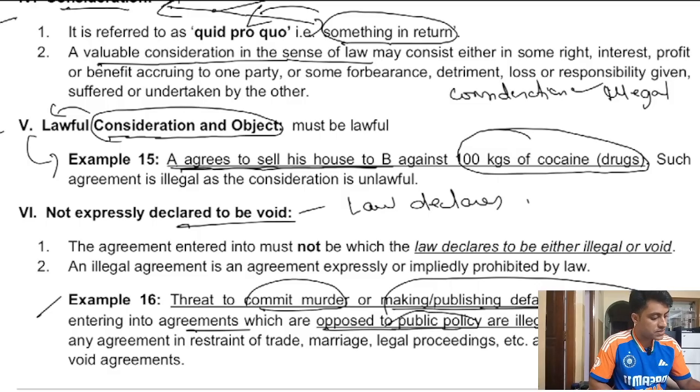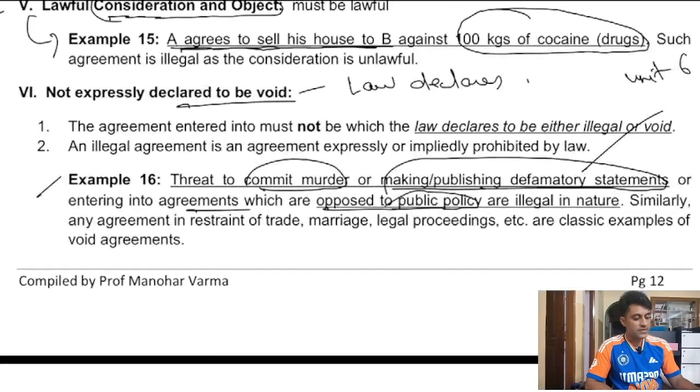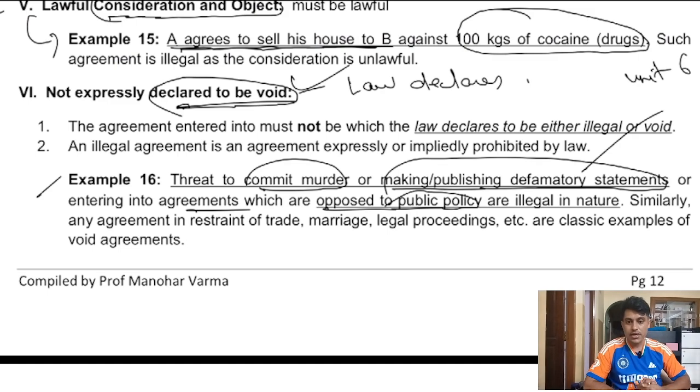All these things in detail will be discussed in unit number 6. For now, it shouldn't have been declared to be void. This much you can take note of. Committing a murder or publishing defamatory statements, all these are against public policy. Those which are against public policy will always be declared void by a court of law.